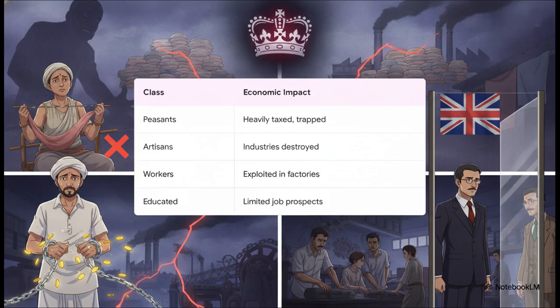And even the educated Indians, who honestly hoped for some progress under British rule, hit a massive glass ceiling. They were stuck in tough, low-level government jobs with zero chance of promotion. Literally every single class had a material grievance.